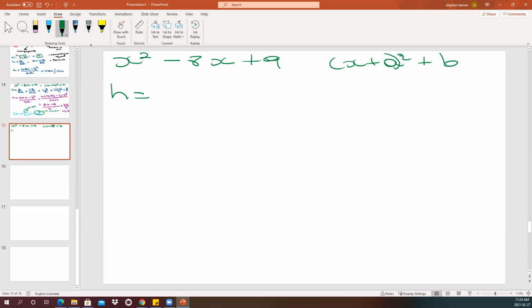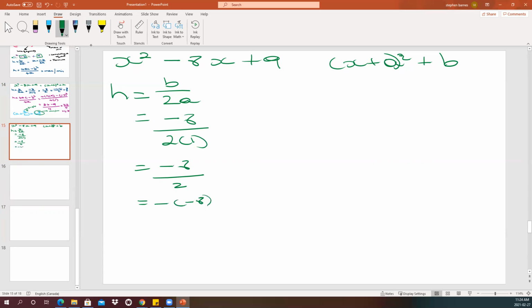So h is equal to b over 2a, and b in this case is negative 8 over 2 times a, which is positive 1. That is negative 8 over 2. And to find our symmetry, we take the negative of this. So that's negative of negative 8 over 2, which is equal to 8 over 2, which is equal to 4. So that is our line of symmetry.